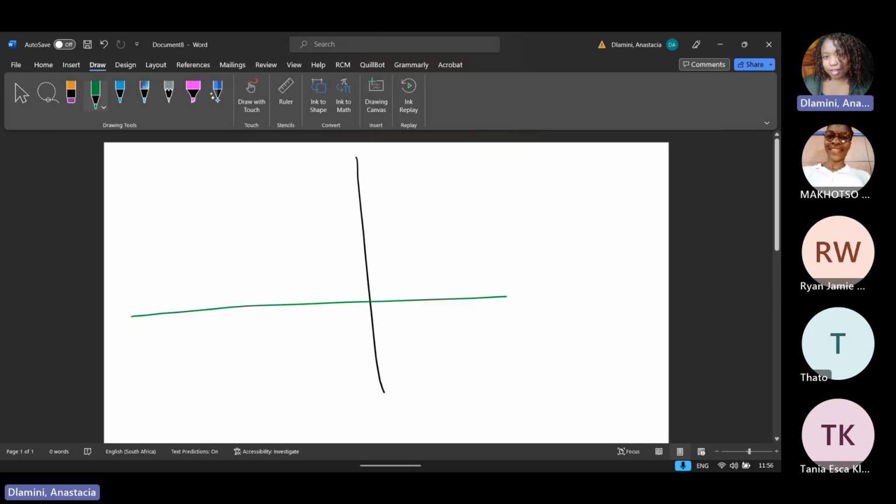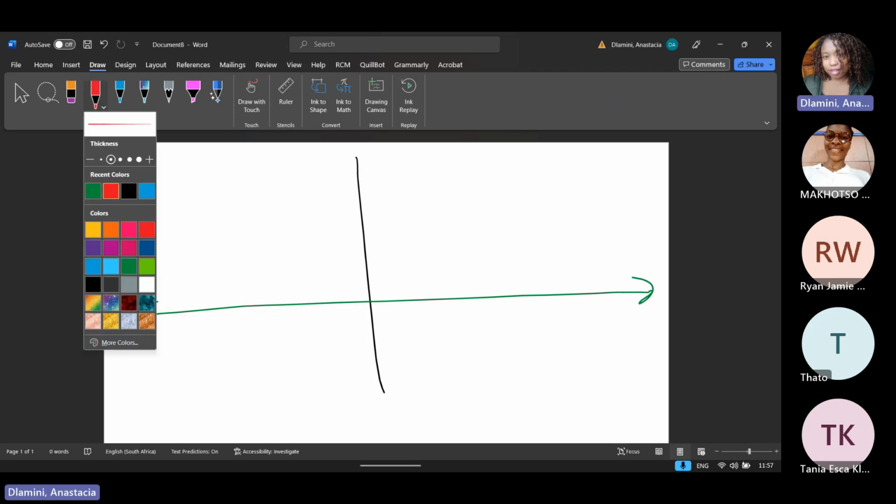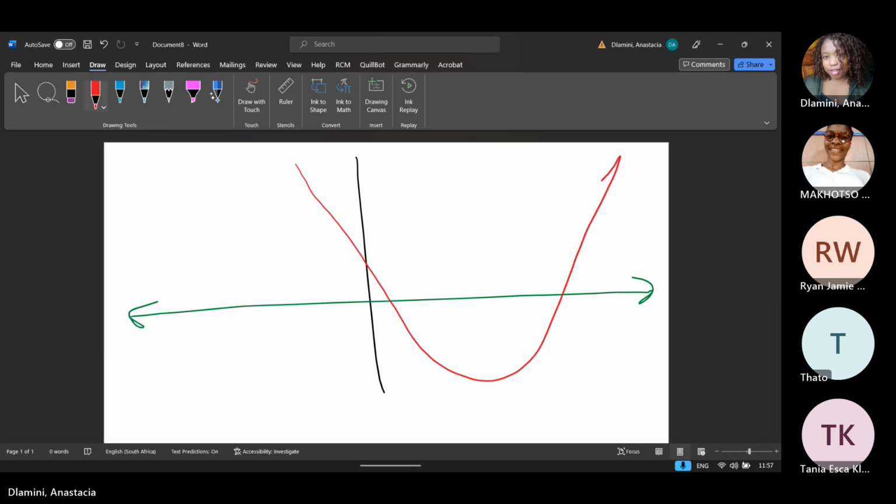There are certain things that we need to identify. It's very important that we identify those things. So let's say our parabola looks like this. Right? And then it cuts here, it cuts here, it cuts here, and then there's this also important point there. Are we all together? Yes, ma'am.